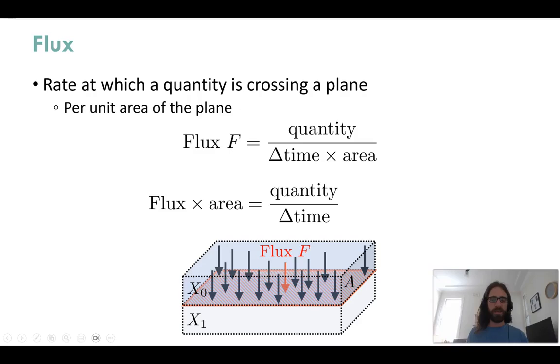We can consider this per unit area by, instead of looking at all of the black arrows, just considering one of them, in particular this red arrow. The flux at that point is going to be this quantity per duration of time per unit area of this plane across which the mixing is occurring.